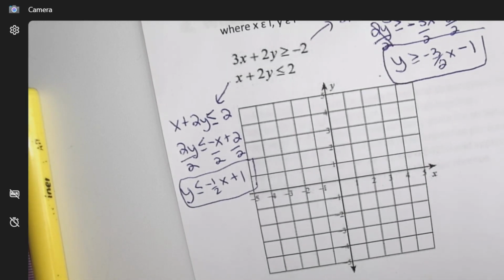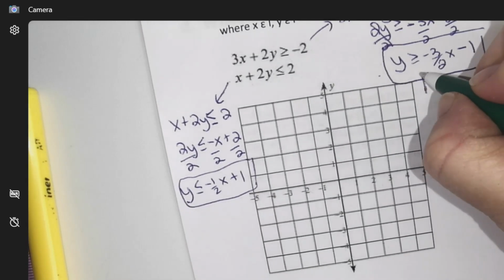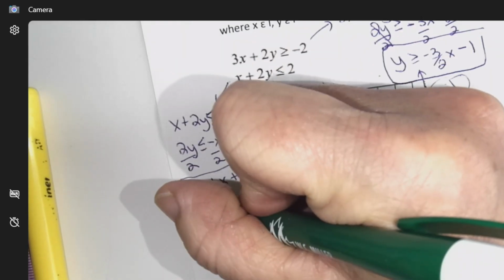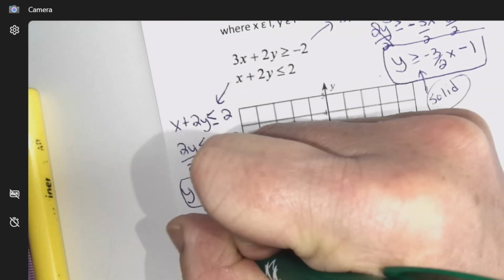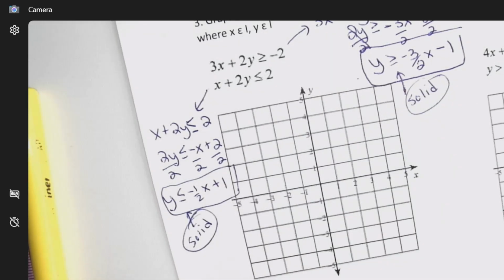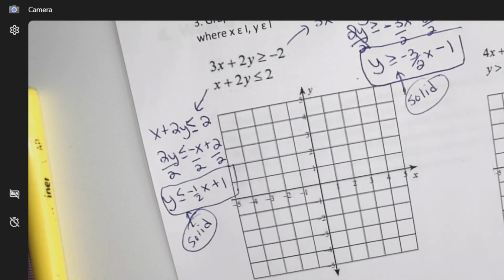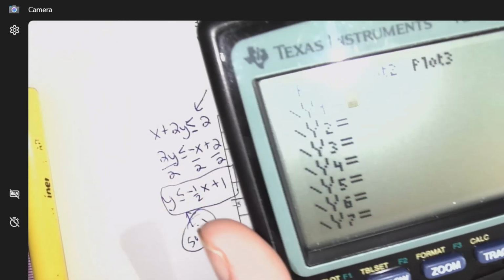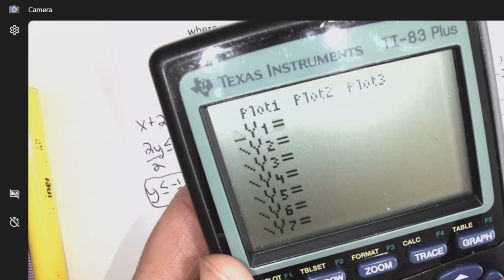Okay, I'm going to write this in before I forget. This line is going to be a solid. And actually, so is this one. They're both solid lines because I'm equal to as well. Okay, everybody's good? Algebra stuff. Understanding dashed and solid. All right, so now we're going to put them both in here.